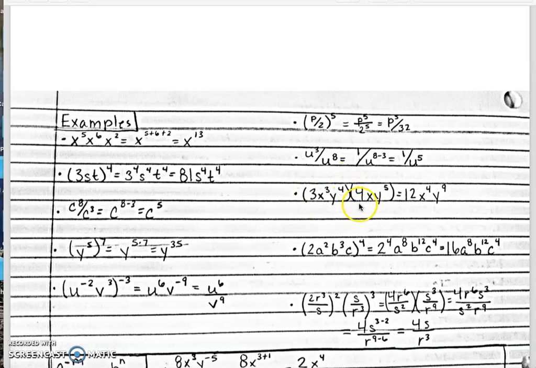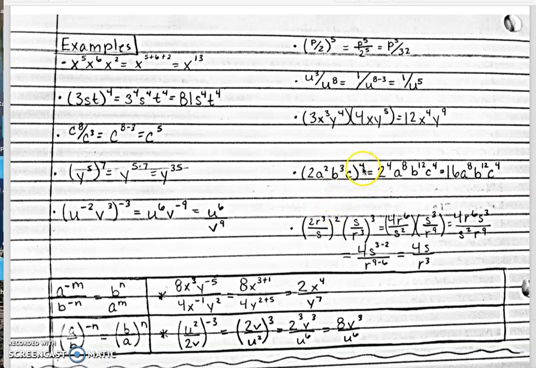On this one, we're just going to go ahead and multiply like terms. So I do 3 times 4 to get 12. x cubed times x. Remember, when we multiply, we add exponents. So this is a 3 and that's a 1, which gives us 4. And I do y to the fourth times y to the fifth. 4 plus 5 is 9.